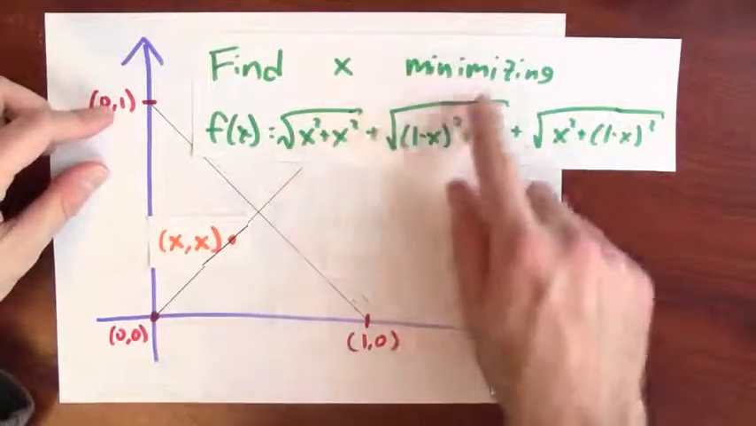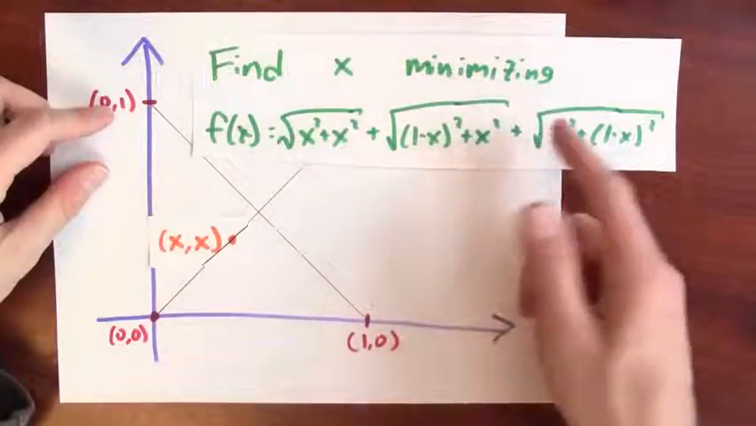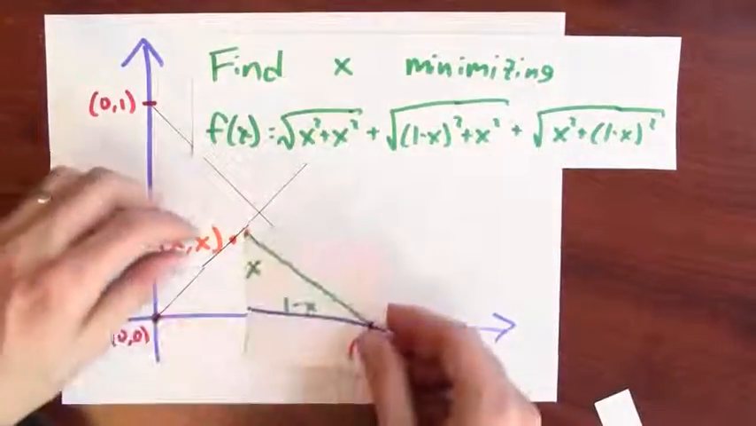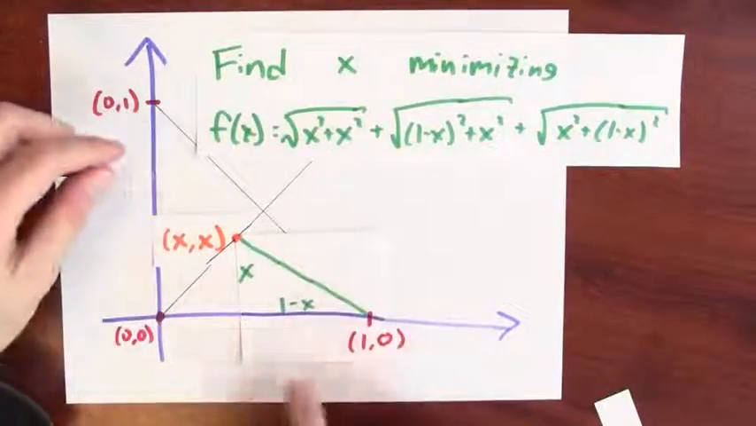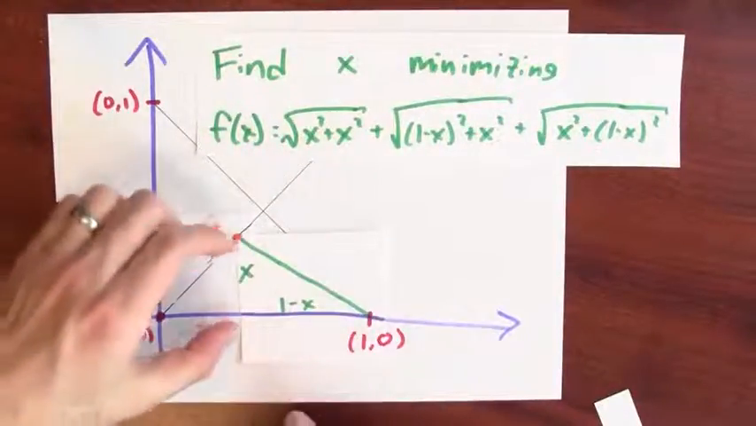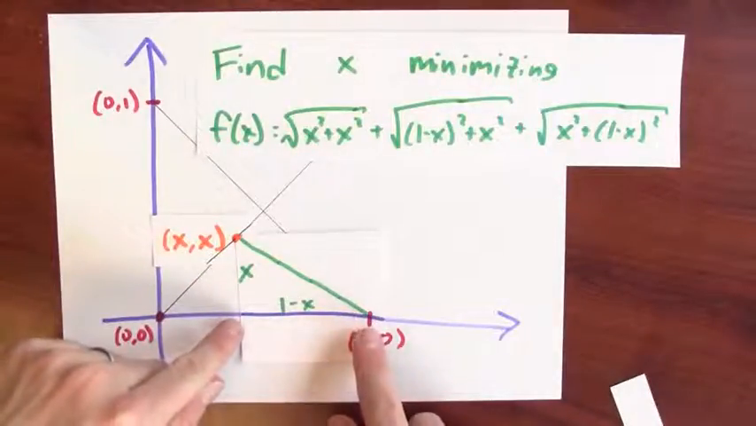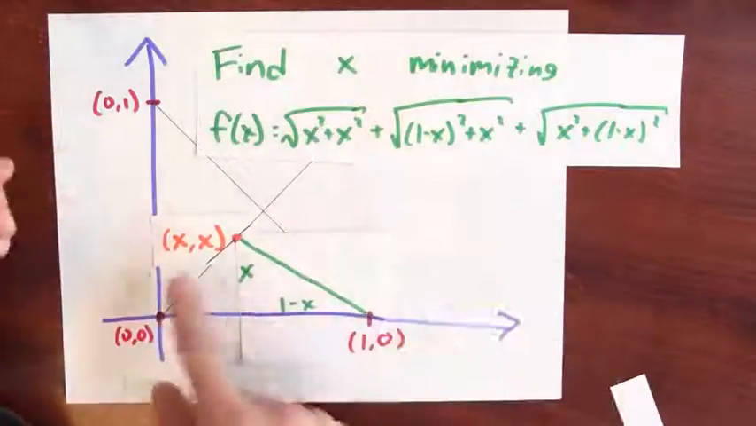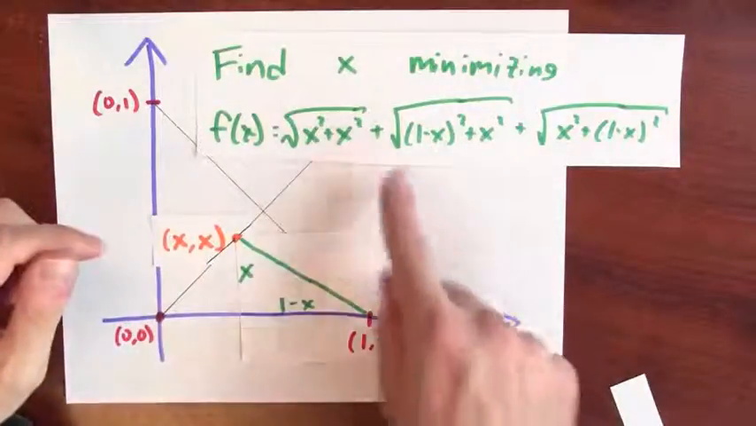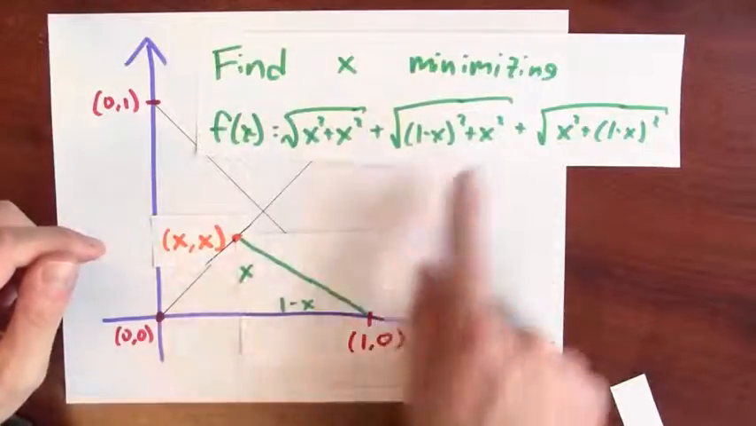What's, say, this term here? Where does the square root of (1 minus x) squared plus x squared come from? Well, take a look at this little tiny right triangle here. This right triangle has this leg with length x and this leg with length 1 minus x. So how long is the hypotenuse, which is the distance from (x, x) to (1, 0)? Well, it's the square root of (1 minus x) squared plus x squared.